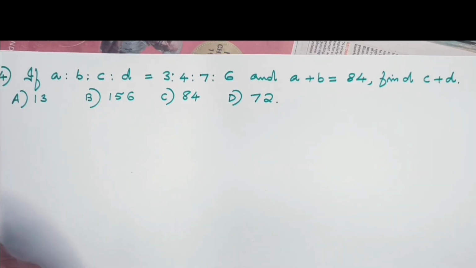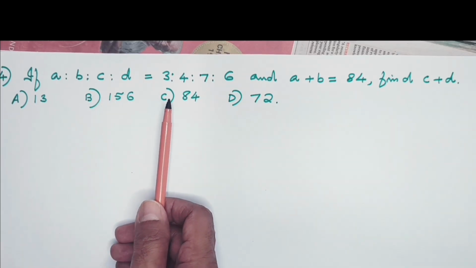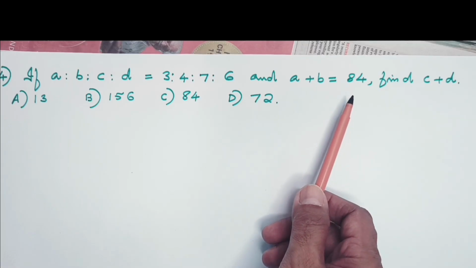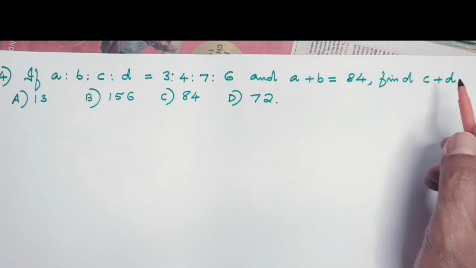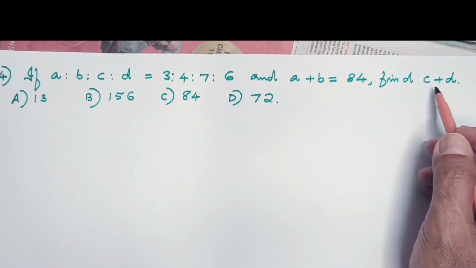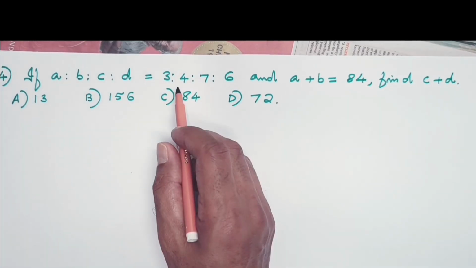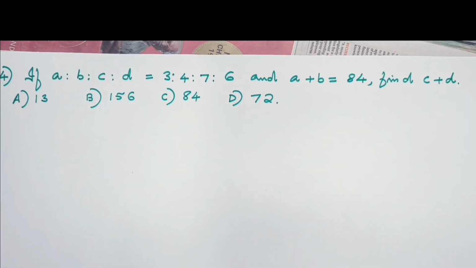Yeah, the fourth question is this. If A is to B is to C is to D equals 3 is to 4 is to 7 is to 6, and also A plus B equals 84, find C plus D. Look, here you are given a ratio. Then you are finding the value of C plus D, which are the two terms in the given ratio. In this case, you should take the multiples of 3, 4, 7, 6 as the values of A, B, C, D and then proceed.